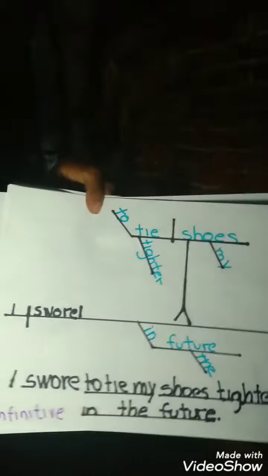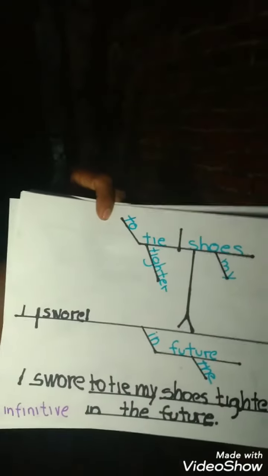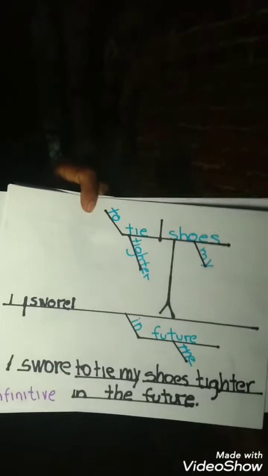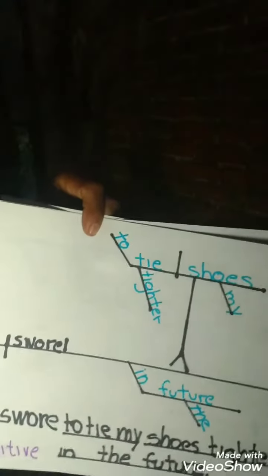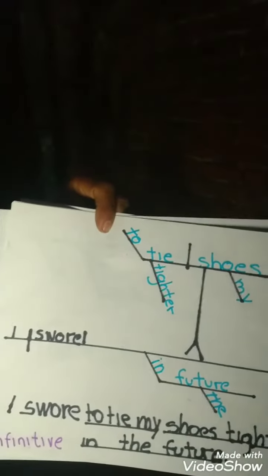And to end with the phrases, we have infinitive phrases. Infinitives act as nouns, adjectives, and adverbs, and they begin with to plus a verb. Sometimes they have a silent to. By that, I mean that sometimes the word to is implied, which is a little bit tricky. For instance, in the sentence, I swore to tie my shoes tighter in the future, to tie my shoes tighter in the future is an infinitive phrase functioning as a direct object of the verb swore.